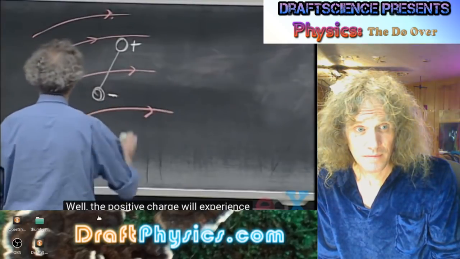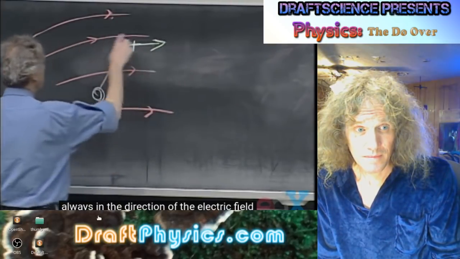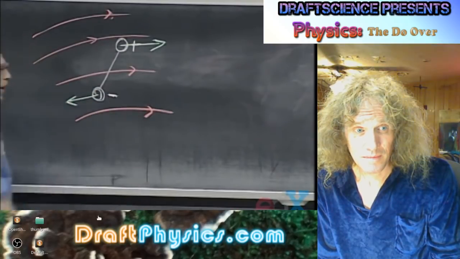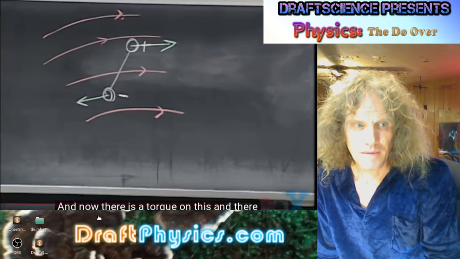Well, the positive charge will experience a force in this direction, always in the direction of the electric field, and the negative charge will experience a force always upstream. And now there's a torque on this.